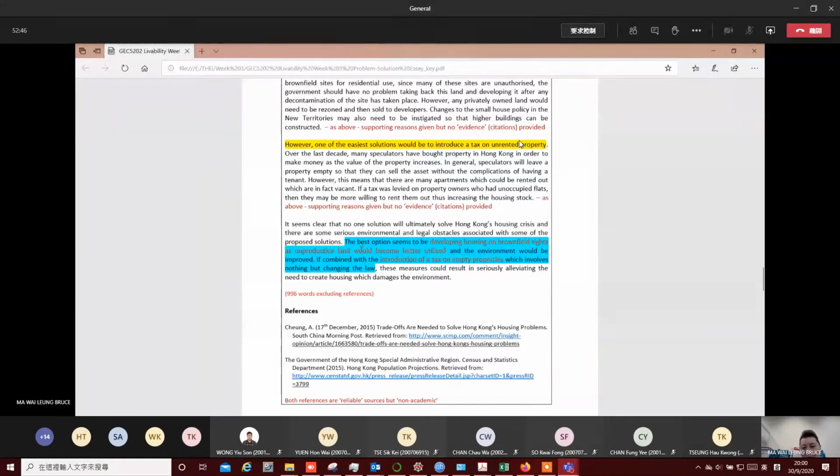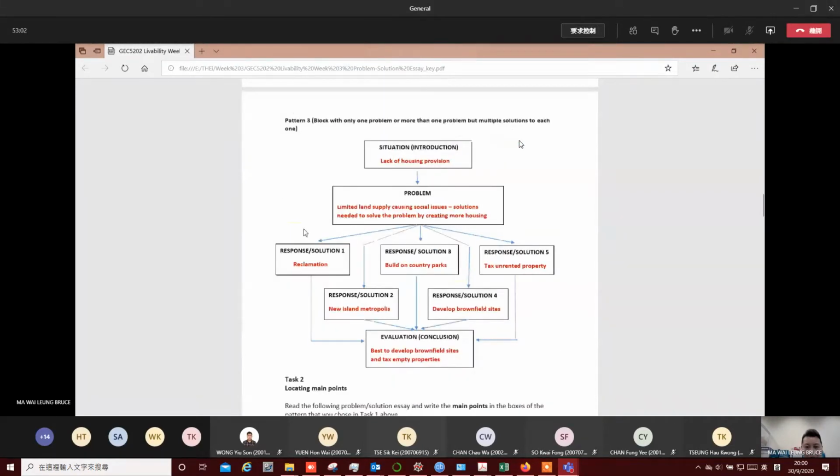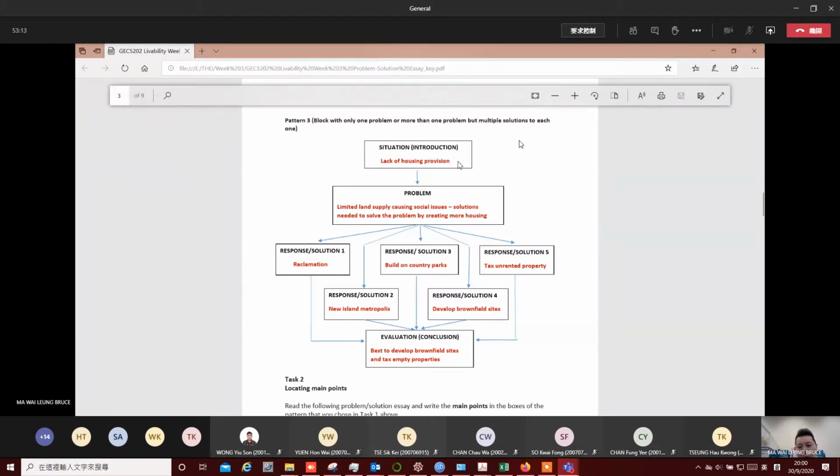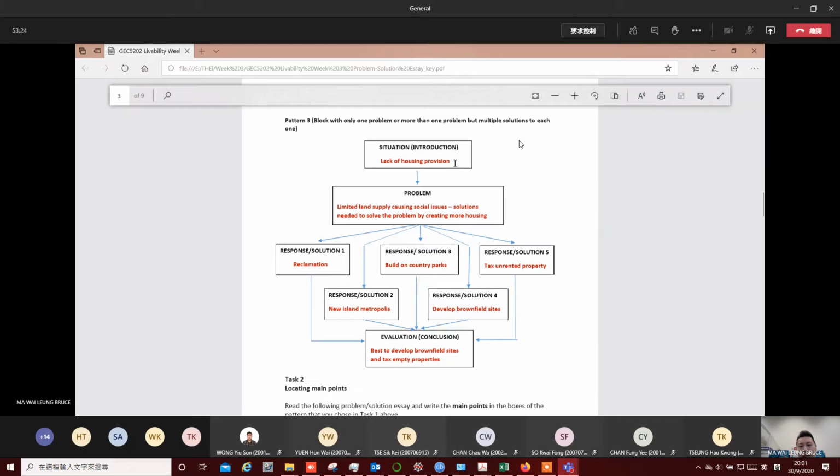Now, can you tell me which pattern is being used in this writing? Pattern 1, broad, pattern 2, train, or pattern 3, broad with multiple solutions? I think the answer is quite obvious. If I use this chart to represent the flow, this is the one to go. Can you see that? Situation, lack of housing provisions. Of course, this is a very simplified version. You should also indicate the situation, the problem here, and also significance. Remember why this is important. And lastly, the thesis statement.